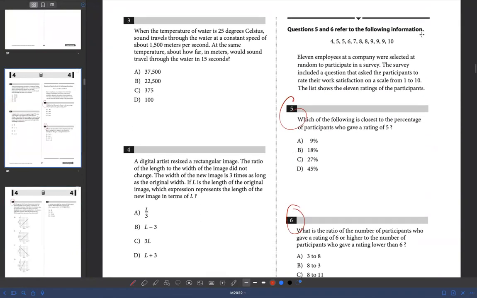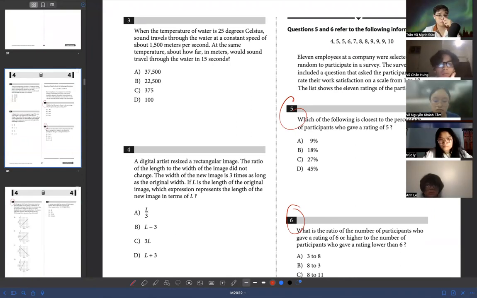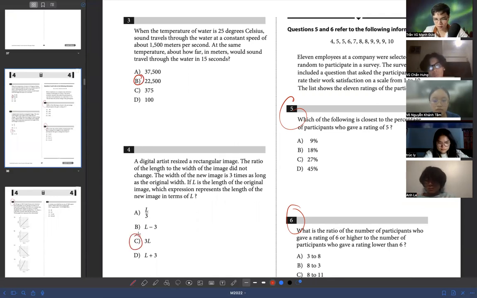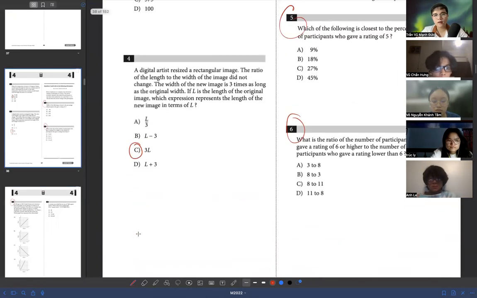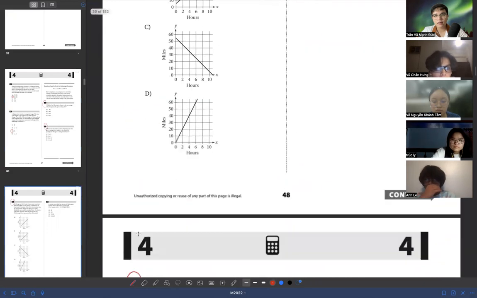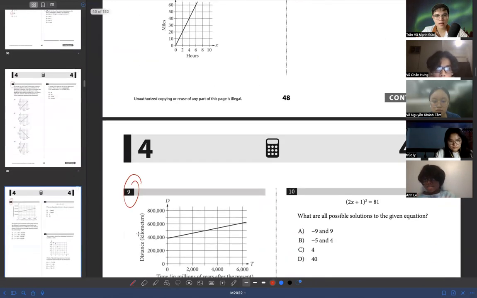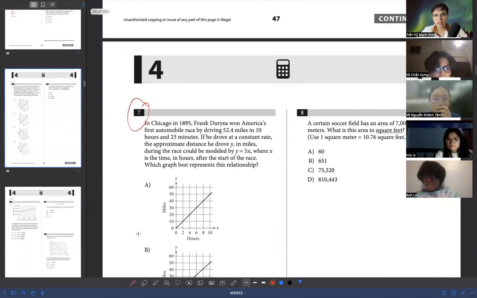3 and 4, can you tell me the answer to this, Lina? 3B, 4C, 4C. Let's check 3B, 4C. That's correct. And 8 and 10. Can you do it for me, Dom? 8, 10.